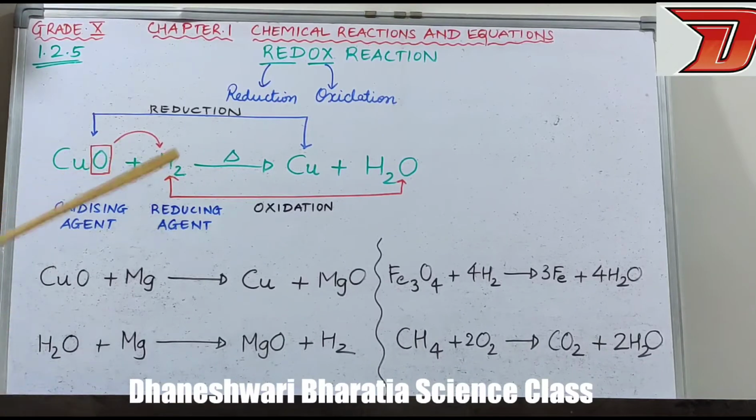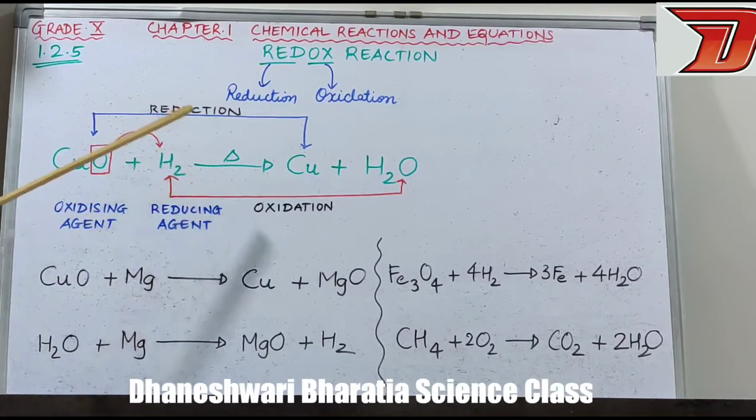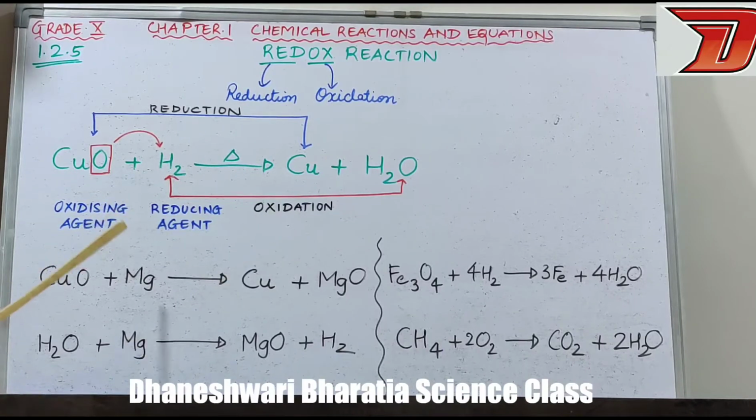So here oxygen is removed, so this copper oxide is acting as the oxidizing agent. Here oxygen is getting added to hydrogen, that is, hydrogen is oxidized. That is why it is known as the reducing agent. I know you may find it difficult, but it is very important for you to understand the meaning of reducing agent and oxidizing agent.